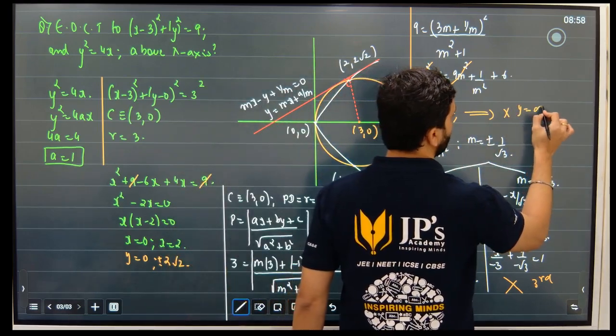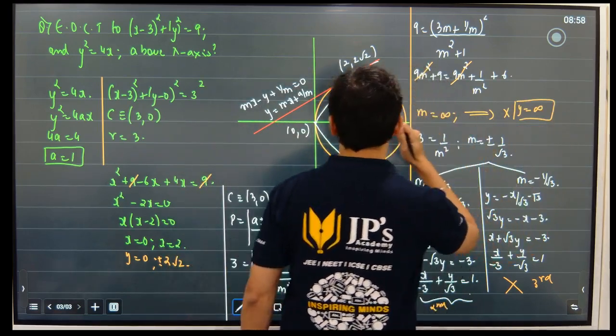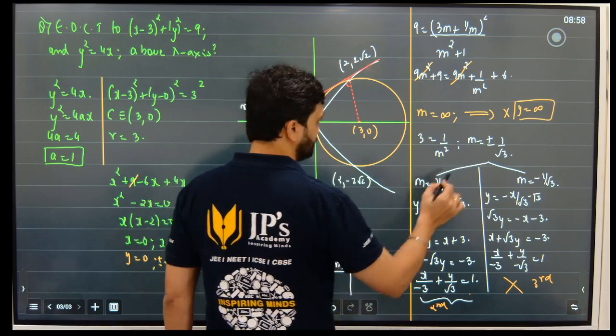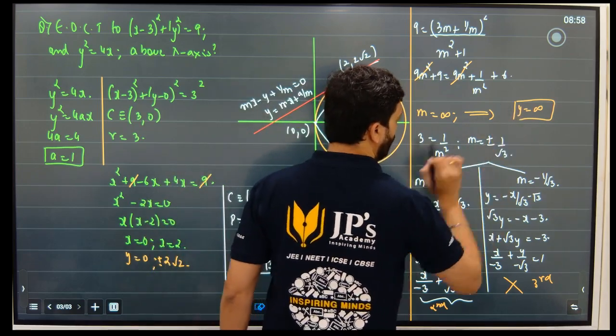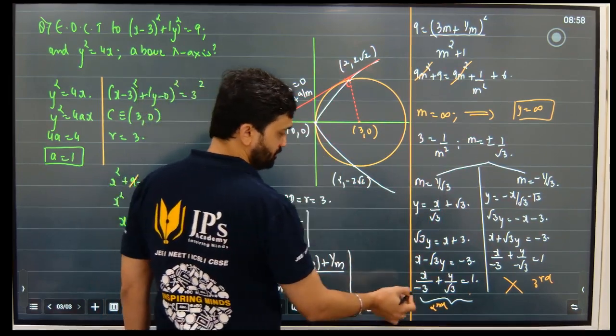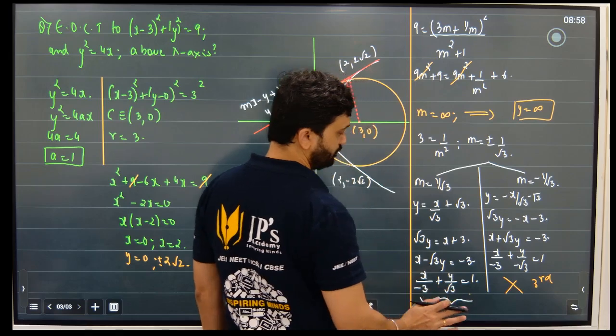Here also you can consider this. See, this will become y is equal to infinity. Now y is equal to infinity means it is here. So this is a possible answer. It's not that it's not an answer. It's a possible answer depending on what data is given to you. On this, y is equal to infinity is one of the tangents, and x upon minus root 3 plus y upon root 3 is equal to 1.